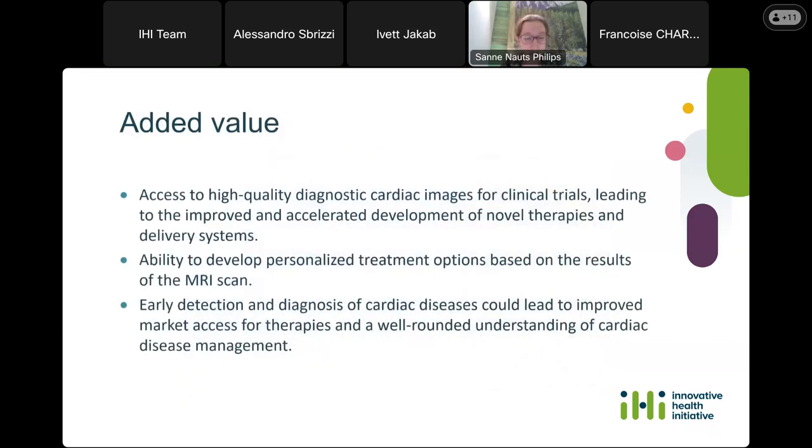To sum up, we would like to focus on really making sure that MRI is utilized much more to diagnose common cardiac ailments. And we believe this has several advantages, such as providing better access to high quality diagnostic cardiac images for clinical trials, but also the ability to really develop personalized treatment options based on the results of MRI scans. And we believe that early detection and diagnosis could really help and lead to improved market access for therapies. Next slide.